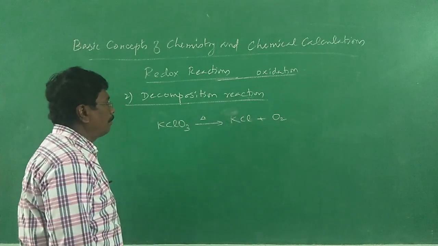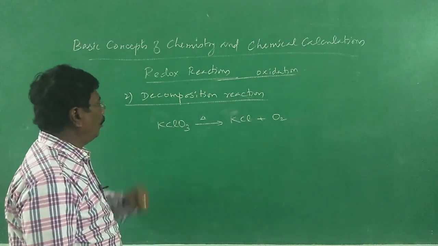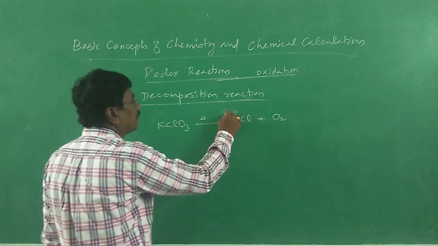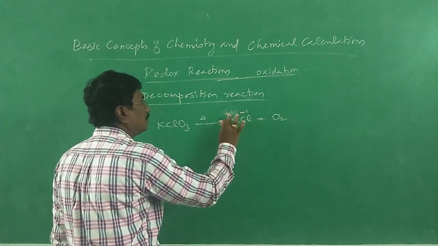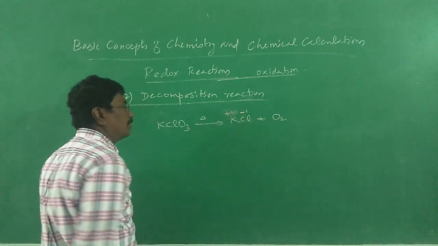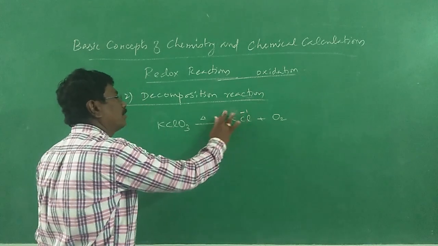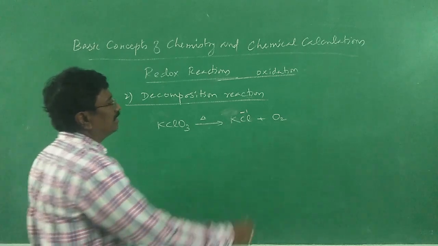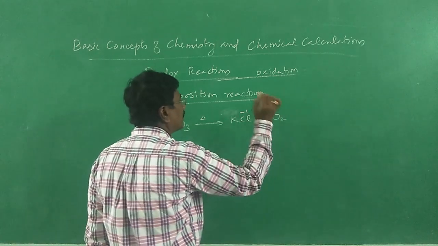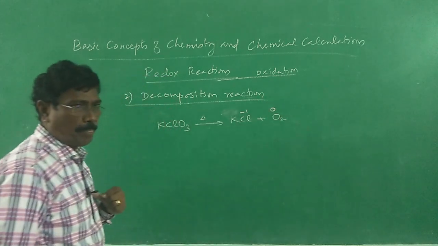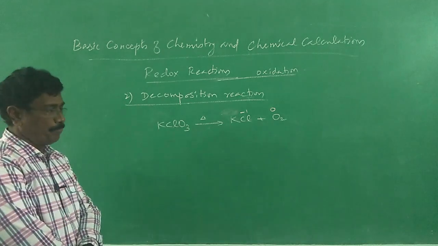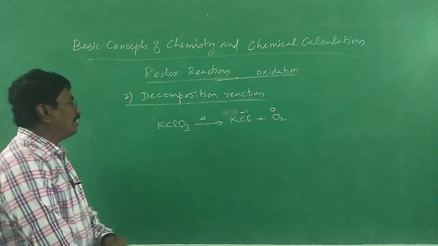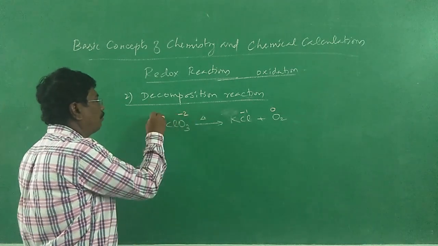What about chlorine? Here the oxidation state of chlorine in potassium chloride we can very well find out: +1, -1, then only the total charge will be 0. So chlorine is in -1. What about oxygen here? In the elemental state, oxidation state should be 0. In the reactant, oxygen is in -2 oxidation state, potassium +1.